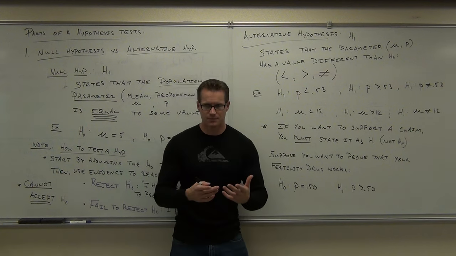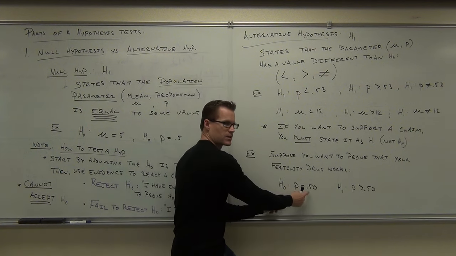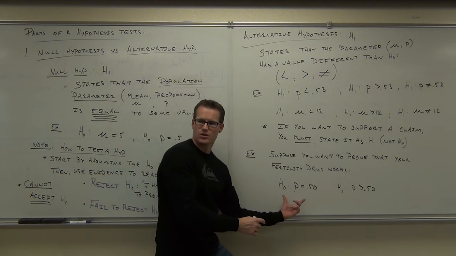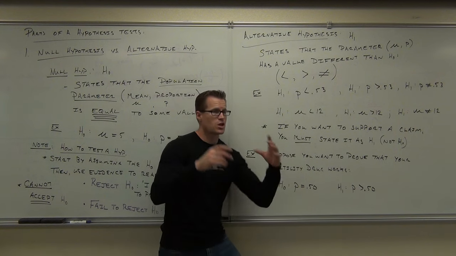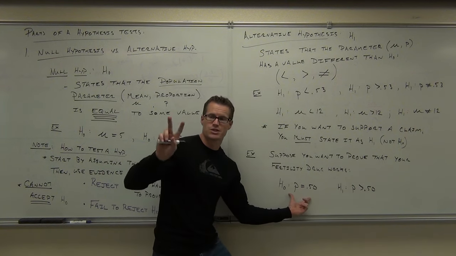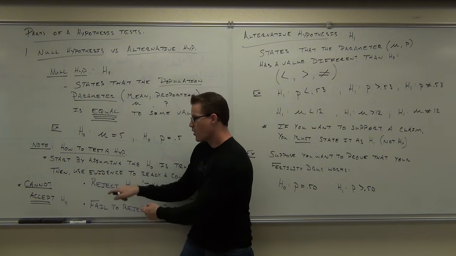What you're going to be doing is testing this claim. You with me on this? This is the claim, that's the alternative. This is the null hypothesis, this is the alternative hypothesis. You test the null hypothesis. You work it down. There's two options here. You can either reject it or fail to reject it.